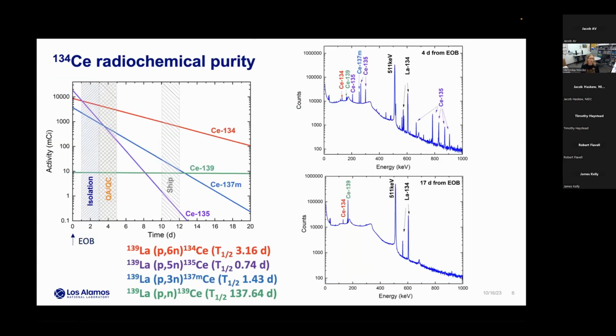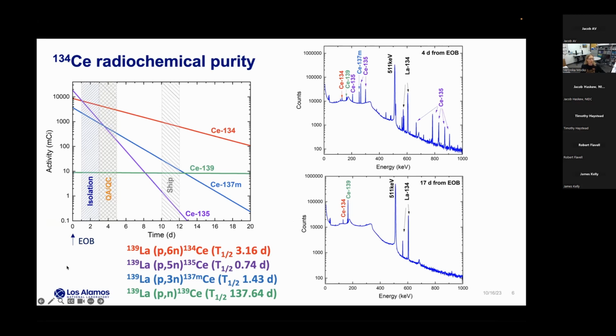So what does the cerium product look like? As I mentioned early on, when we irradiate lanthanum, there are actually a couple of possible reactions going on. So you can see that other cerium isotopes can be co-produced, namely cerium-135 with less than a day half-life, cerium-137 metastable about a day and a half, and then a very small amount of cerium-139, which we try to minimize during production.